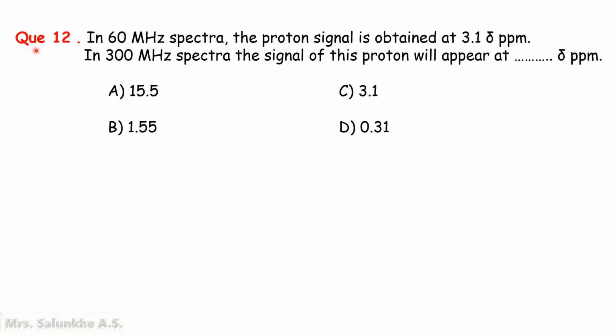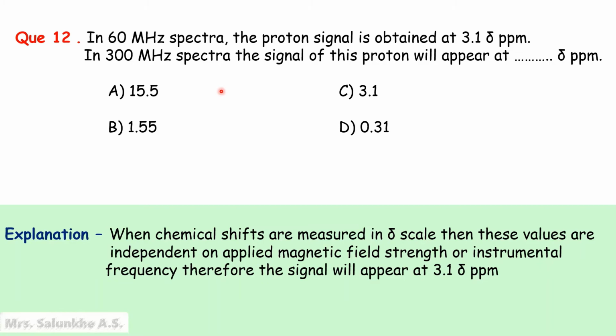Question number 12. In 60 MHz spectra, the proton signal is obtained at 3.1 delta ppm. In 300 MHz spectra, the signal of this proton will appear at dash dash delta ppm. These are the options, and the explanation for this question is, when chemical shift values are measured in delta scale, then these values are independent of applied magnetic field strength. That is, they are independent of instrumental frequency. And as they are independent of instrumental frequency, if the signal appears at 3.1 delta ppm in 60 MHz spectra, then in 300 MHz spectra also this signal will appear at 3.1 delta ppm. That is, chemical shift values are independent of instrumental frequencies.